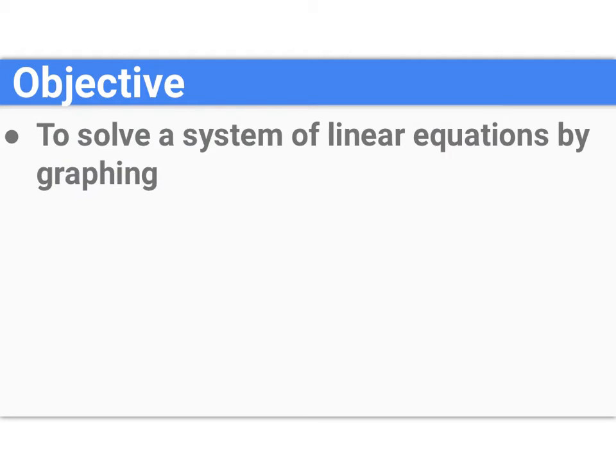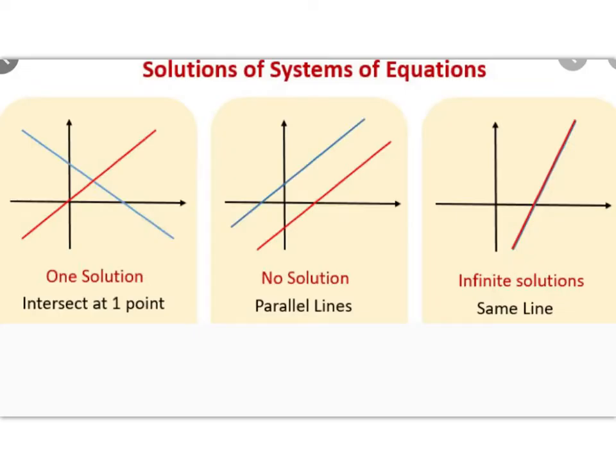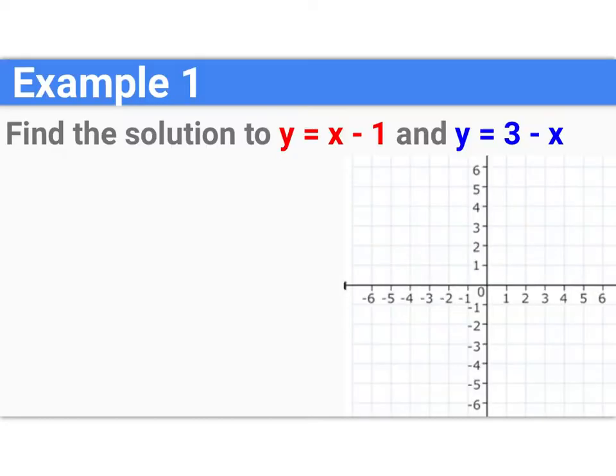Okay, so here's our objective, our vocabulary, our rules and notes. Please pause this video and read through these things. That's what I put them there for. So there are three possible outcomes when we're talking about systems of equations. Either the lines intersect in one point, they never intersect, or they're the same line. So it's called one solution, no solutions, infinite solutions. There are only three outcomes. And what we are looking for is the intersection point of lines in a plane.